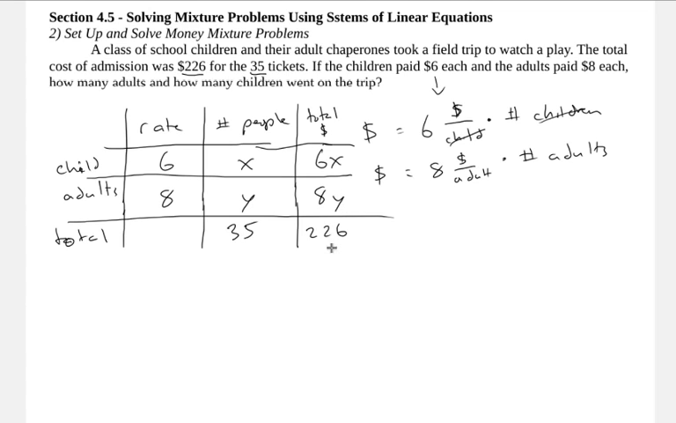Okay, so I filled out my chart, and the reason it's nice having it written like this is because I know that if I take the number of children and add them to the number of adults, I should get the total number of people, the total number of tickets in general.